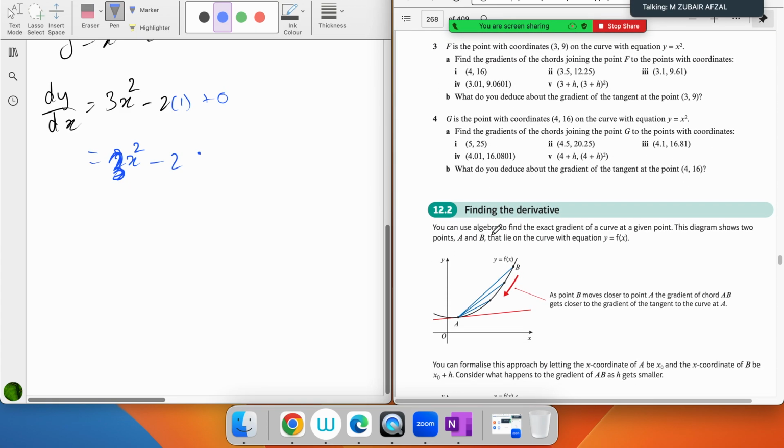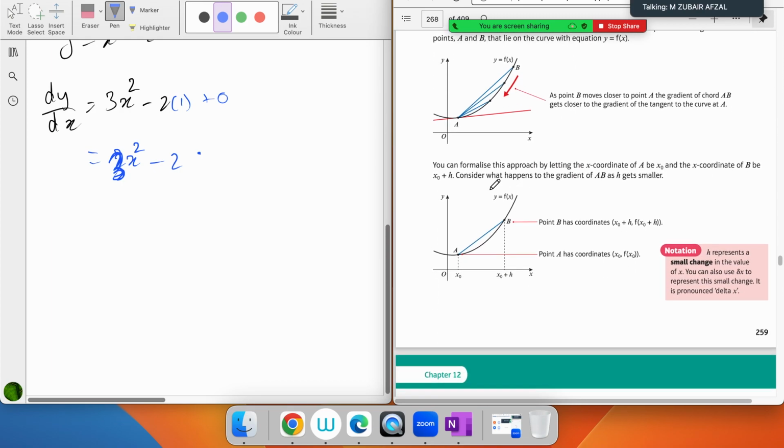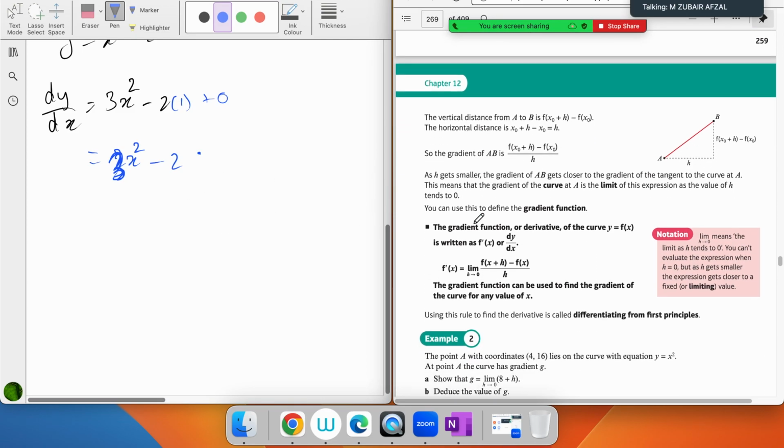Gradients, still gradients. So 12.2, finding the derivatives. This is how you find the derivative, by taking the power down, multiplying with the constant, reducing 1 from the power.